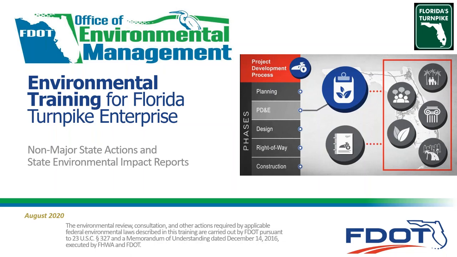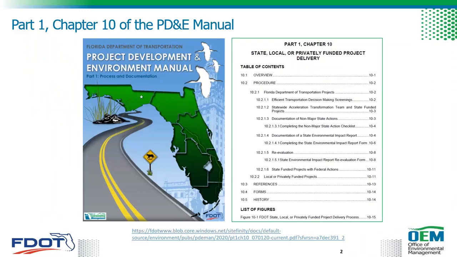Good morning, everyone. I'm going to briefly go over the types of environmental documents that the Turnpike typically prepares during the PD&E process. So this is going to be the non-major state actions and the state environmental impact reports. Now, Part 1, Chapter 10 of the PD&E manual provides guidance on the state, local, or privately funded project delivery process. And this process includes the preparation of the non-major state actions and the state environmental impact reports.